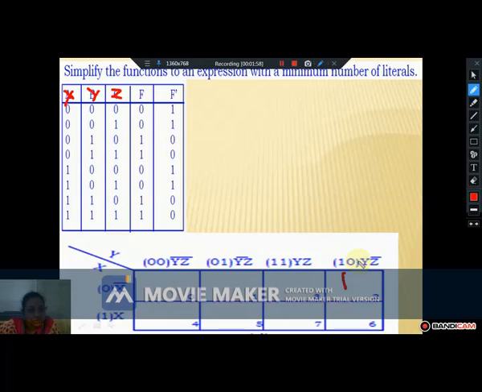Then we have 0, 1, 1. 0, 1, 1 is this. And then 110. 110 is M6. And 111 is again M7. So the rest we will mark as 0. Now as we can form one quad, we will group all the 4 ones as one quad.